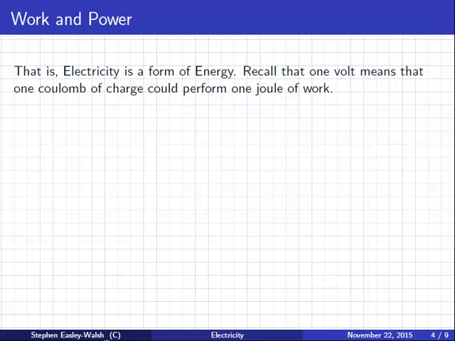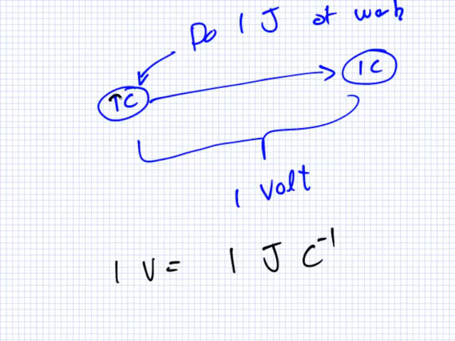So if you remember this, if you just think about that, you might say, okay, if I had 2 coulombs and 1 volt, how much work could I do? Well, if I had 2 coulombs with 1 volt, I could do 2 joules of work, because each one would do 1 joule. And then if I had 1 coulomb, but 2 volts, how much work could I do? Well, I could do 2 joules, because that 1 coulomb, if it has 2 volts, could do 2 joules of work.